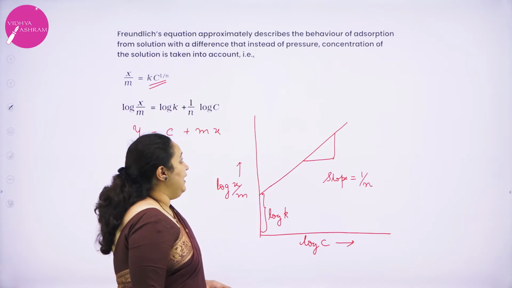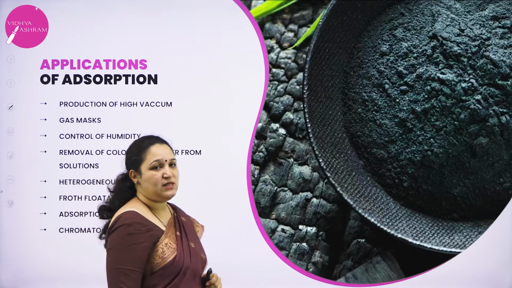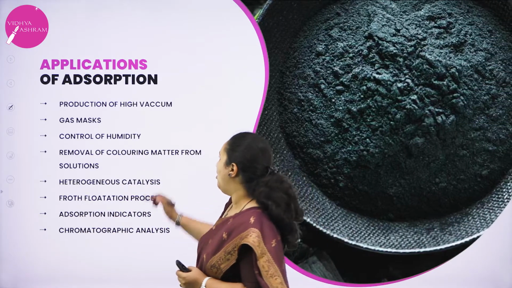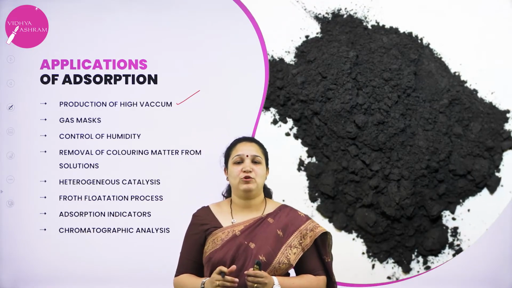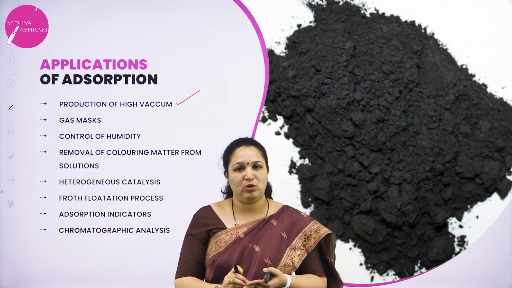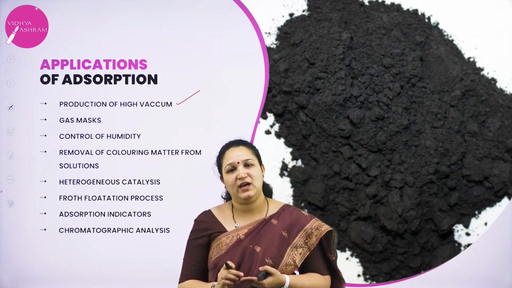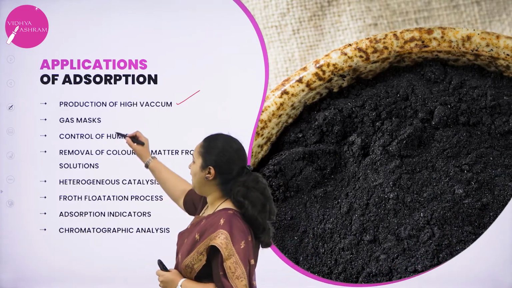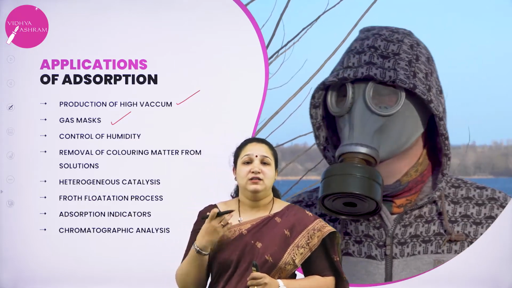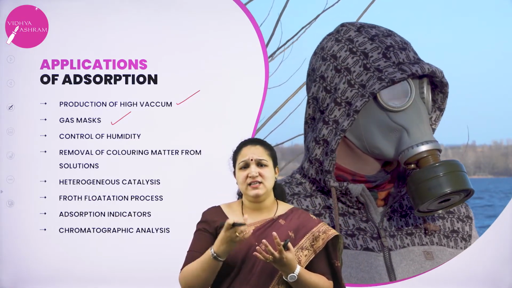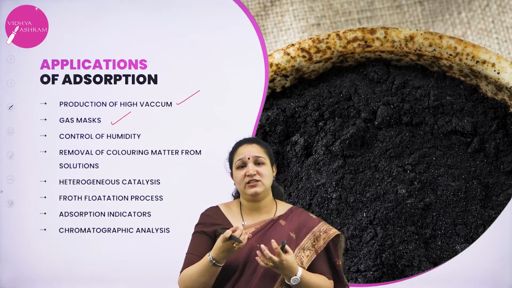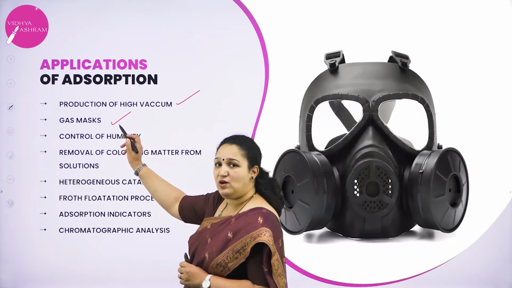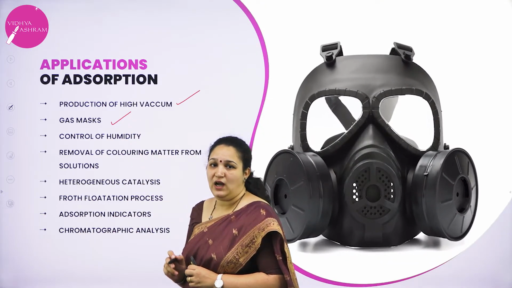Okay. Next, moving forward, we shall see some of the applications of adsorption. First one is production of high vacuum. If you have to get high vacuum, all trace amounts of gas have to be removed, then we can use activated charcoal for this. Okay. The second application is in gas masks. The gas mask contains activated charcoal which can adsorb any poisonous gas which is there in the surrounding. So in gas masks also, adsorption is the process which is applied.